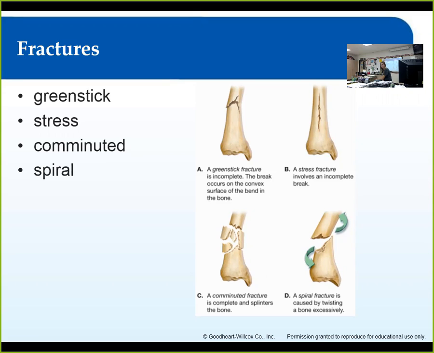Skiing accidents end up in spiral fractures a lot of times because you think about a ski going one direction and your body going the other. Football injuries, things like that.